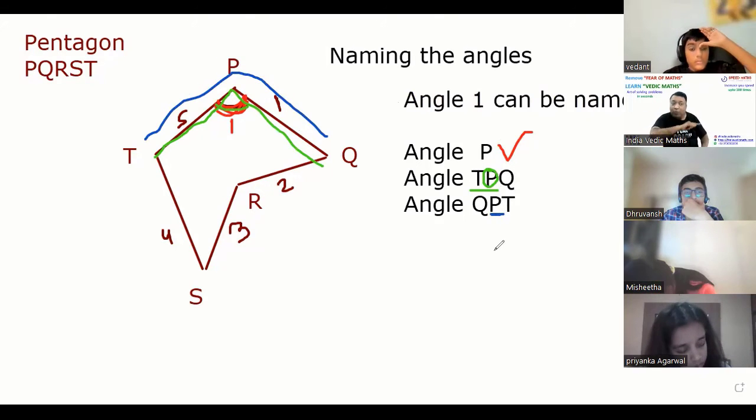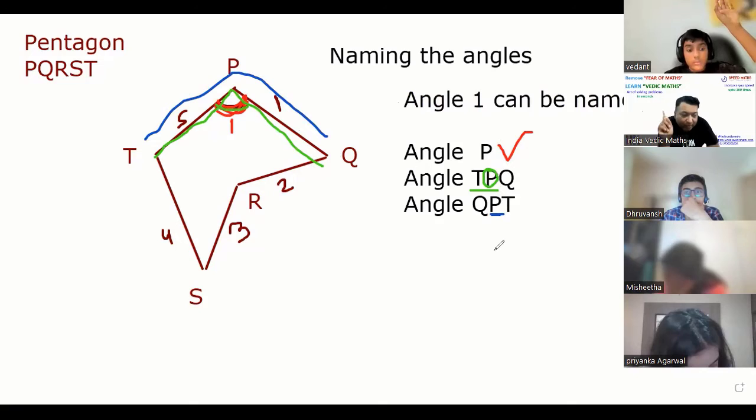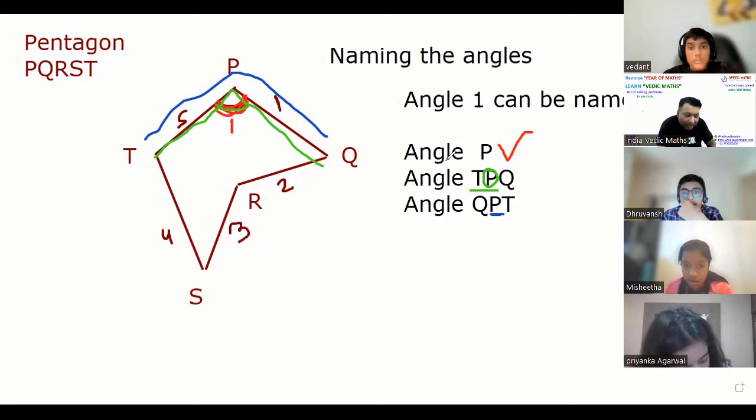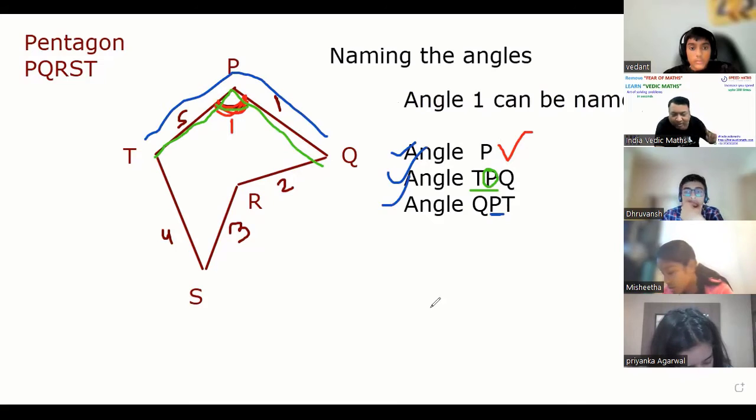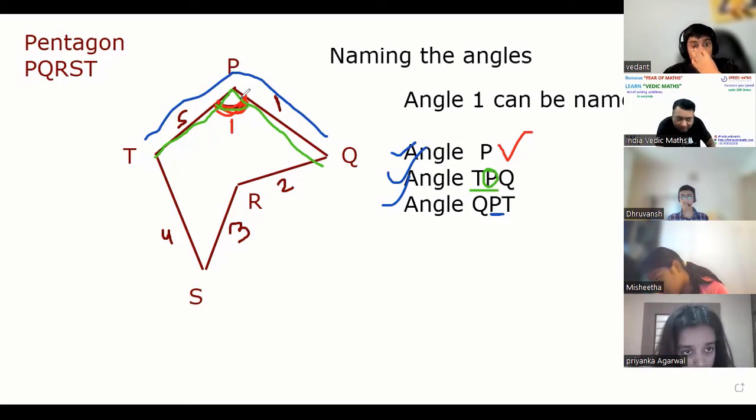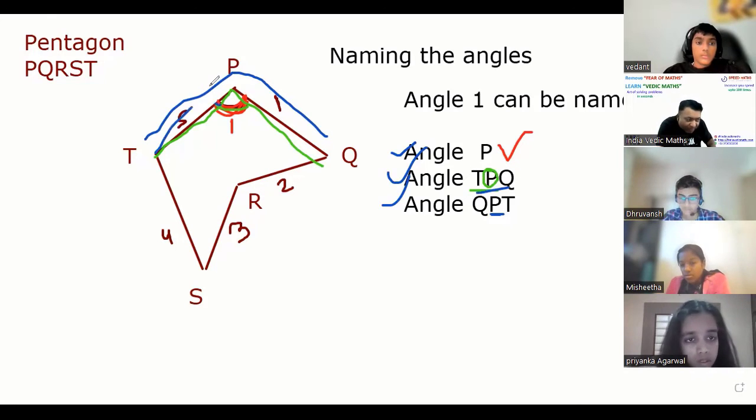It should be two lines. The first one is correct, right? Angle P is correct, this is also correct, this is also correct. I'll come to you, Vedant, in a second. So Naja and everyone else, how do you write? Either write just the letter if it is clear enough. If not, write in this form. Like you go from here to here, so TPQ or QPT.